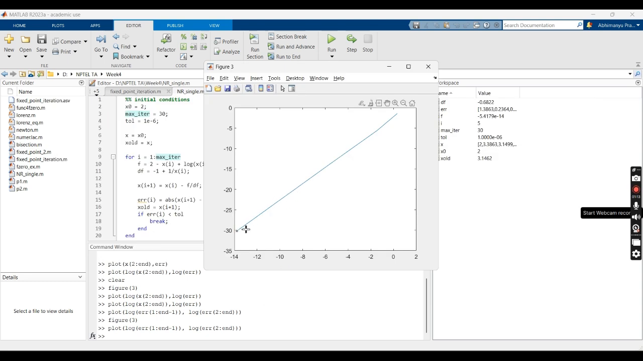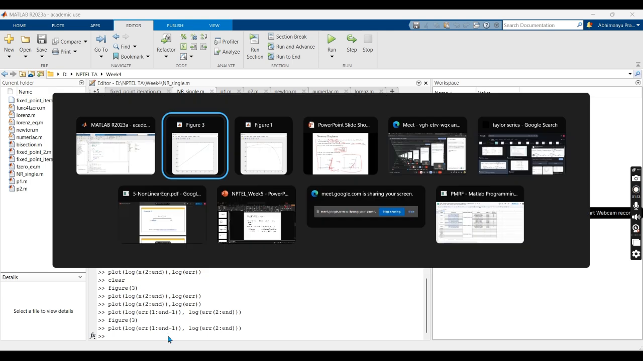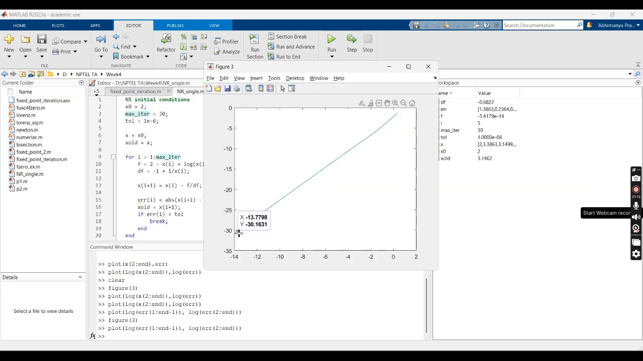So we get a linear line. So what I have plotted is the error at the ith iteration versus the error at the i plus one iteration. So x is the error at the first iteration, y is the error at the second iteration. In this case, x is the error at the second iteration, y is at the third iteration, right?